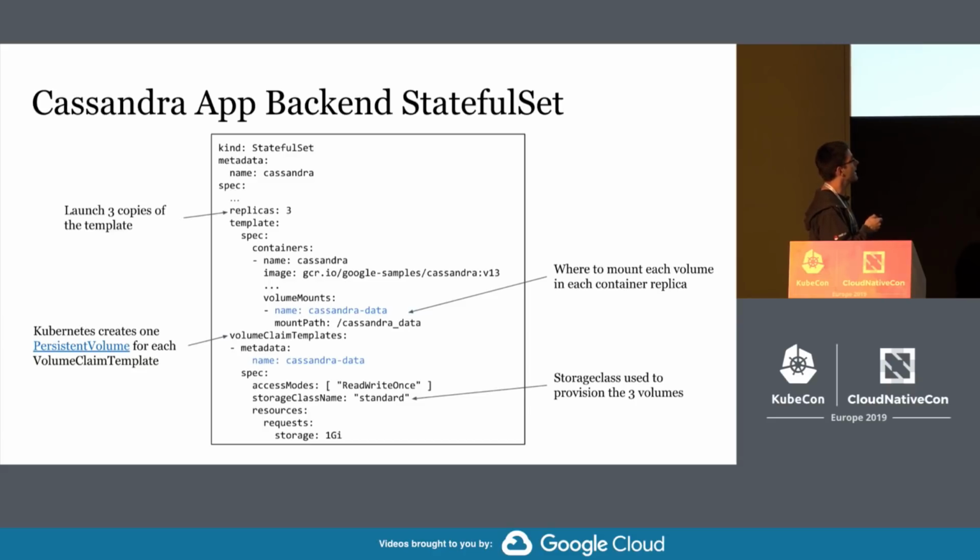And we mount something called Cassandra data into /Cassandra_data inside the pod, inside the container. This Cassandra data refers to a persistent volume claim template. So each pod gets its own persistent volume claim. It will be named Cassandra-data. And we just ask for 1 GB of storage that's readable and writable by single pod.